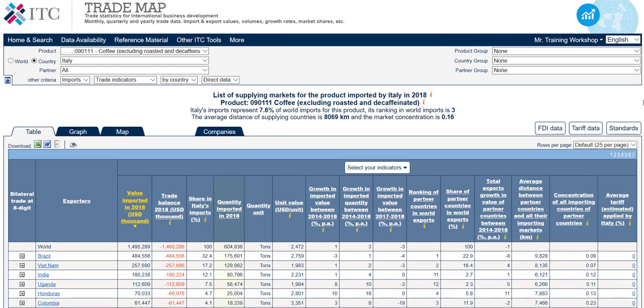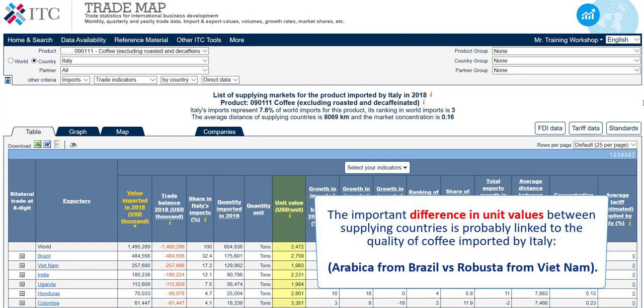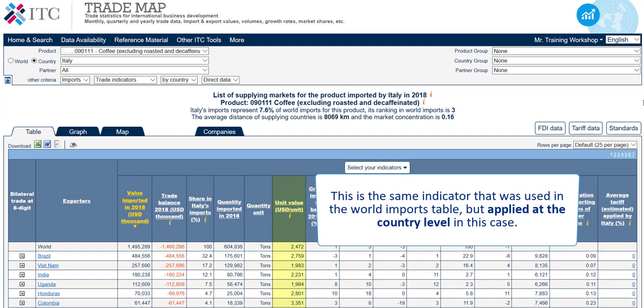Finally, we see the absolute quantity imported from each supplying country, followed by the quantity unit and unit value for each supplier. The important difference in unit values between supplying countries is probably linked to the quality of coffee imported by Italy: Arabica from Brazil versus Robusta from Vietnam. Please note that this is the same indicator that was used in the World Imports table, but applied at the country level in this case.